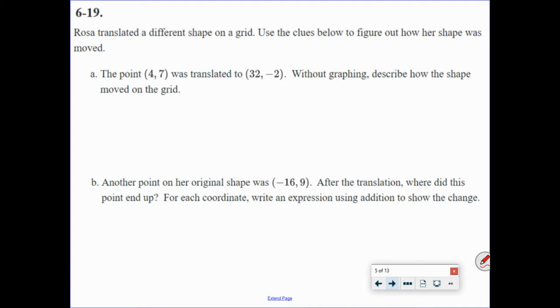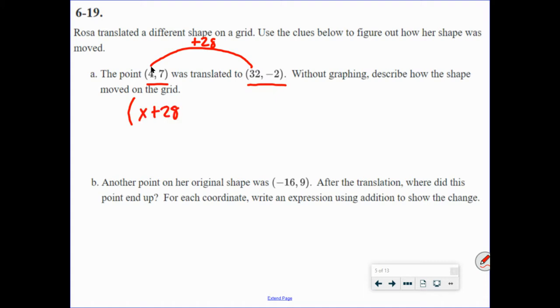Okay. Well, let's see. What do I do to 4 to get 32? By the way, on your paper, please make sure you write those two coordinates down. Please make sure you've written down (4, 7) and (32, -2). Got it? But what did I do to 4 to get 32? Well, I added 28. To what? Oh, to x. So I did x plus 28.